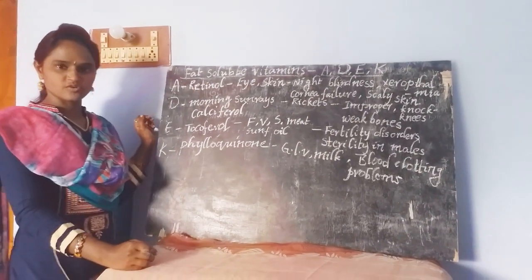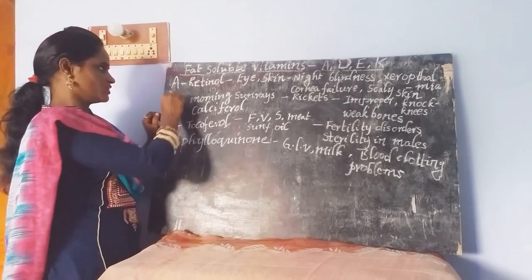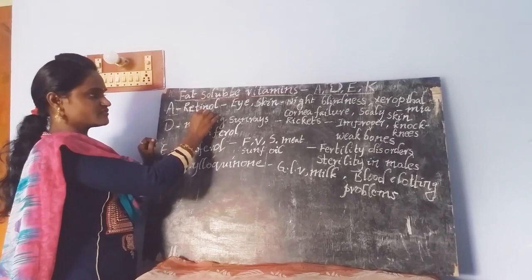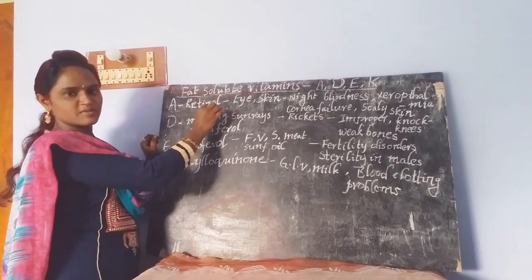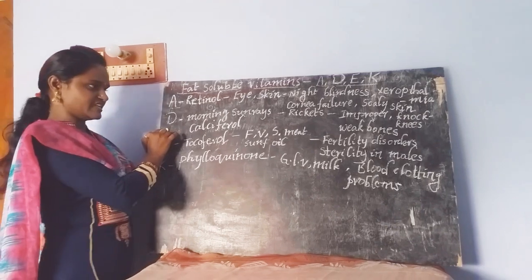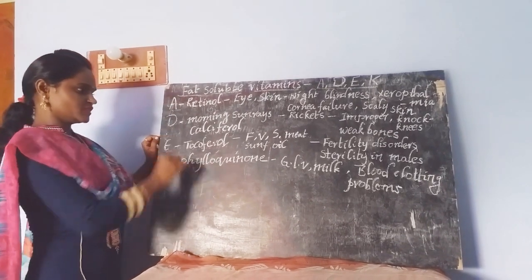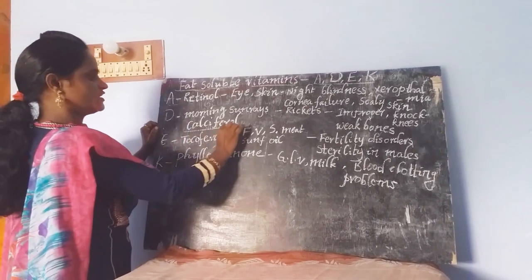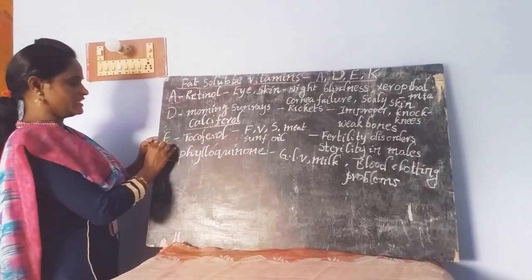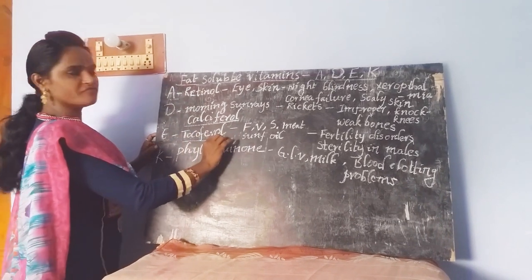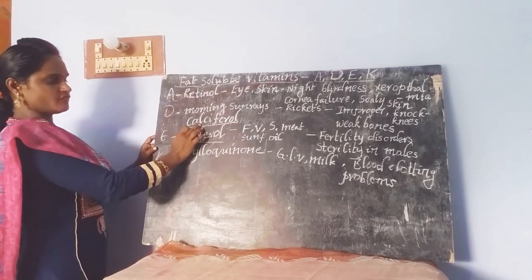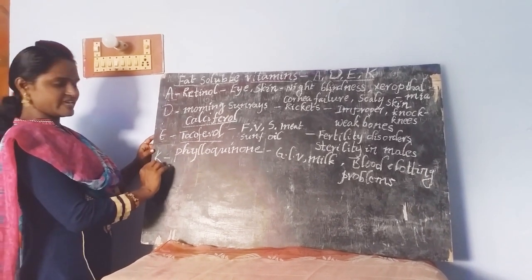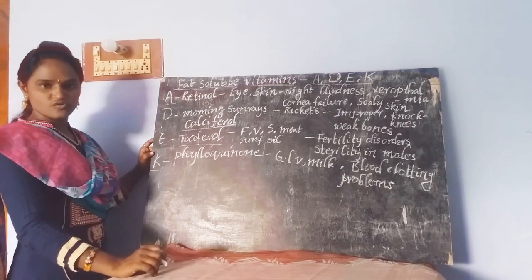Then what are the scientific names of these vitamins? Just have a look. Vitamin A scientific name is retinol. Vitamin D scientific name is calciferol. And vitamin E scientific name is tocopherol. Vitamin D calciferol, vitamin E tocopherol. Okay, and vitamin K scientific name is phylloquinone.